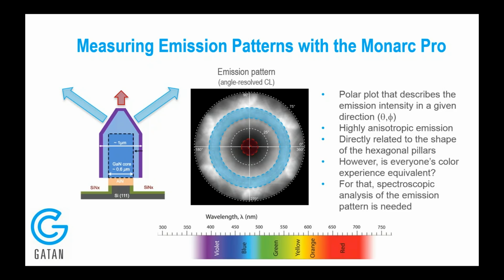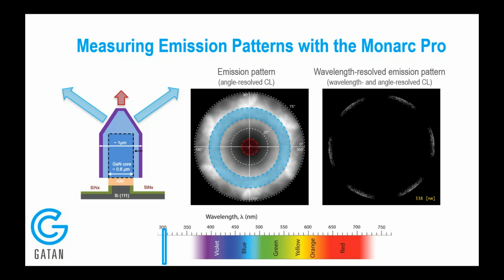However, one very important parameter for people making displays based on these is whether everybody's color experience is the same. The data I've shown you so far is simply an intensity emission pattern. To really understand whether you have uniform emission, not only in intensity but also in color, you need spectroscopic analysis of the emission pattern. And for that, brand new, announced within the last few months, is a technique that we've developed called wavelength and angle resolved CL.